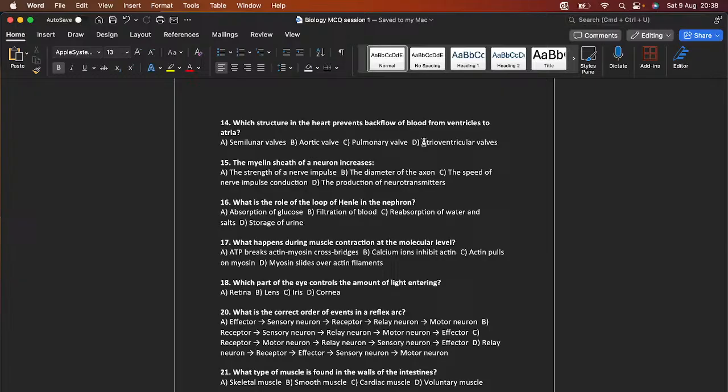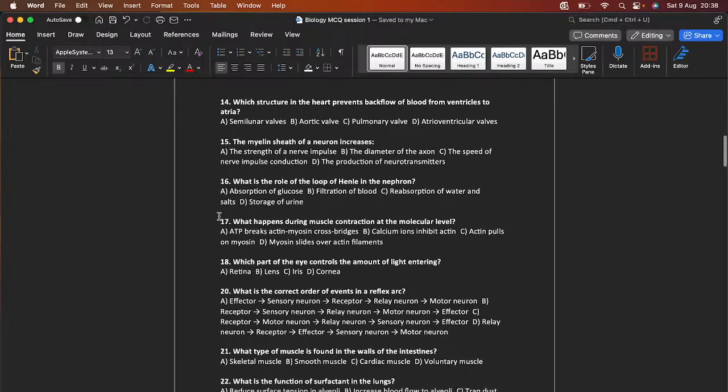So to prevent the backflow, when the ventricles contract to allow the blood to be pushed into the pulmonary artery or into the aorta, the atrioventricular valve will shut and prevent the backflow into the atria.